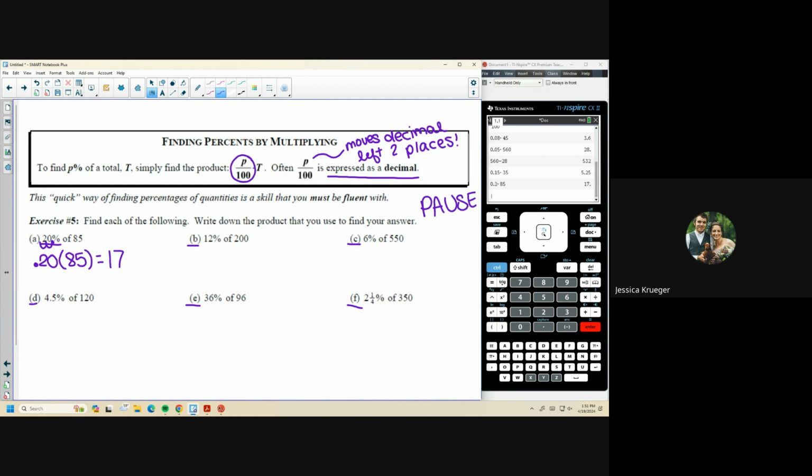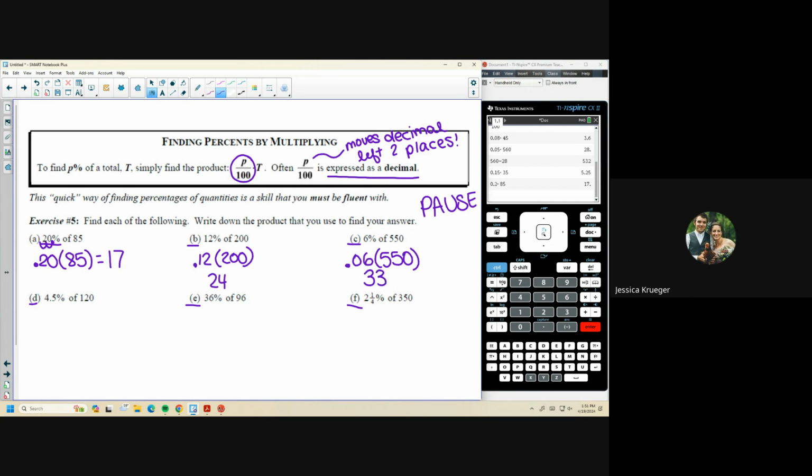Okay. 12% as a decimal is 0.12. And you can multiply those out. You should get 24. 6% as a decimal, to move the decimal back 2, we're going to need to put a 0 in there. So it should be 0.06 times 550. And that's going to give us 33.